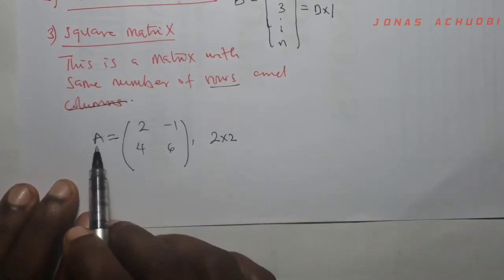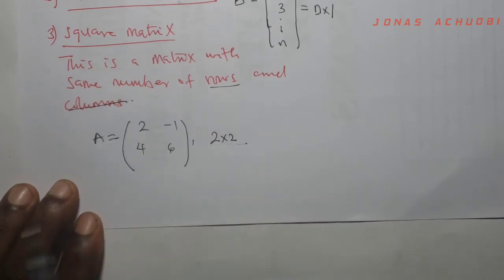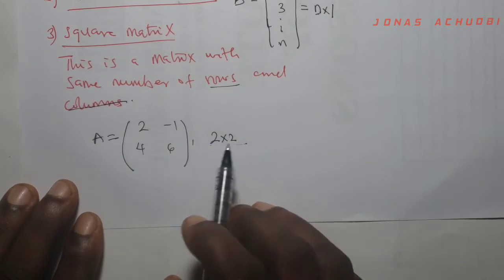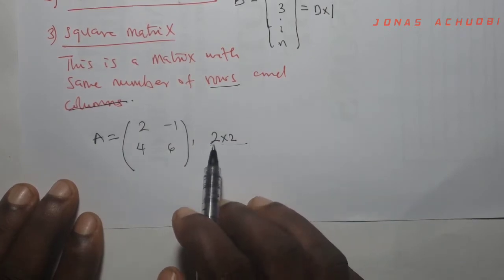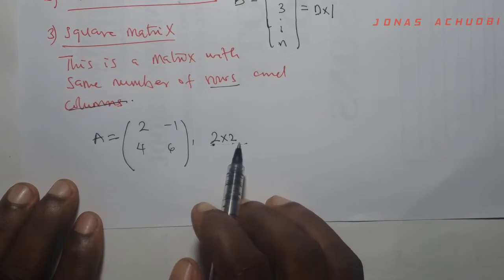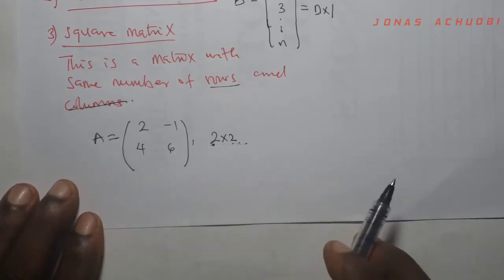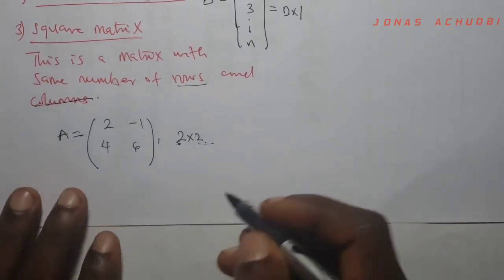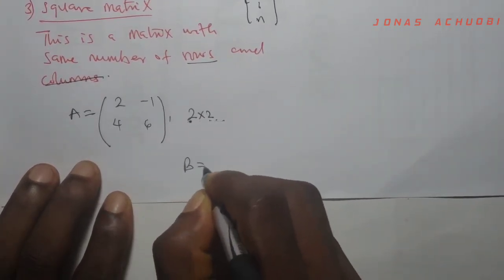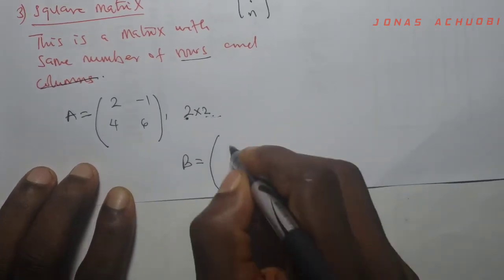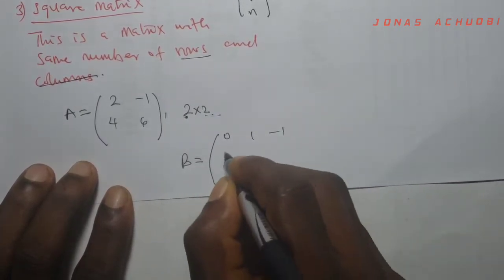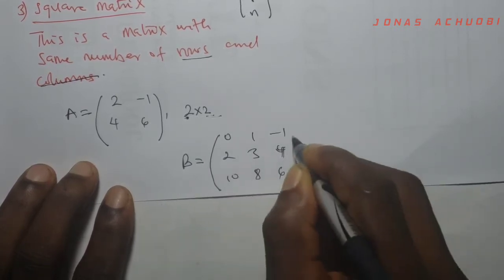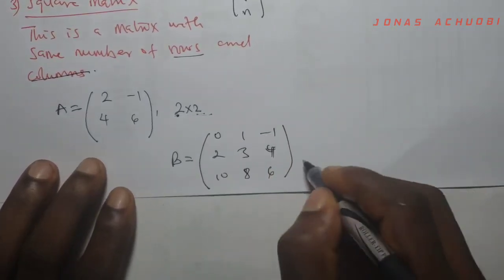So we say A is a square matrix of order what? Of order 2. Since it's a square matrix, we can just say of order 2 instead of saying 2 by 2. Since it is 2 for the number of rows, and the same 2 for the number of columns, we can just say of order 2. How will an order 3 square matrix look like? Let us see. If B is a square matrix of order 3, it will look like this. Let us say 0, 1, -1, 2, 3, 4, 6, 8, 10. This would be a square matrix of what?